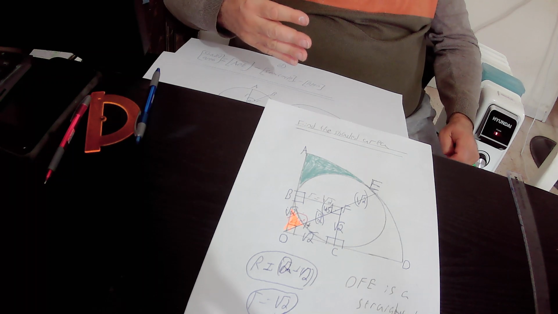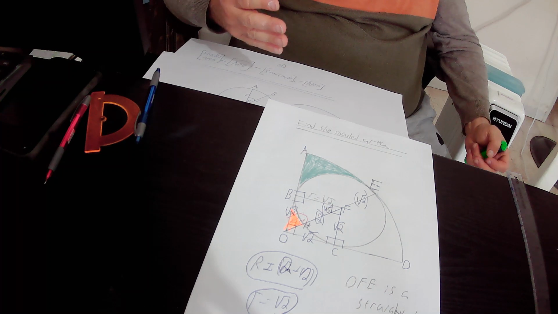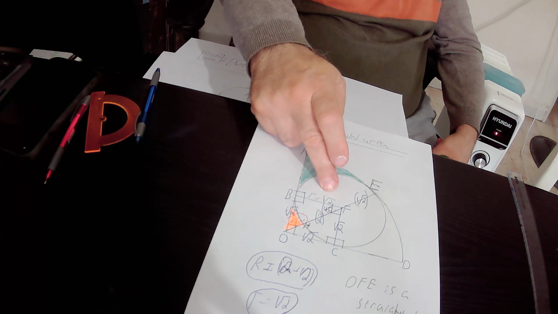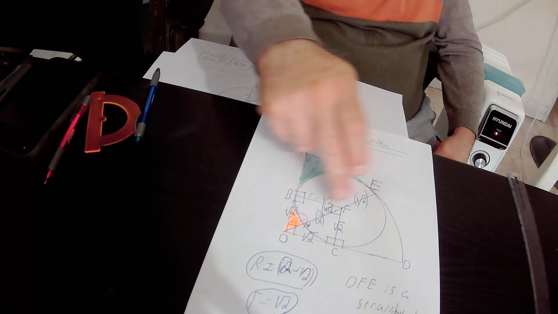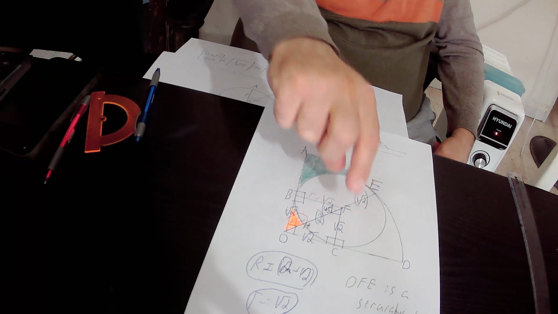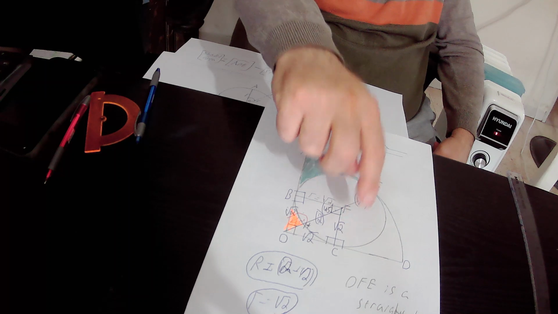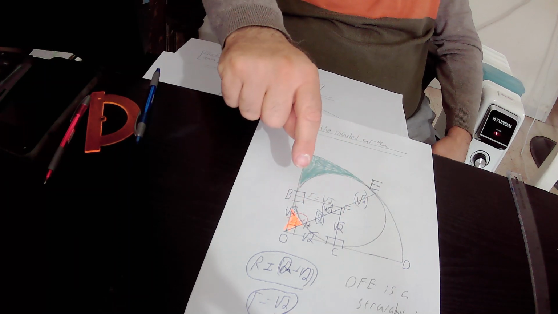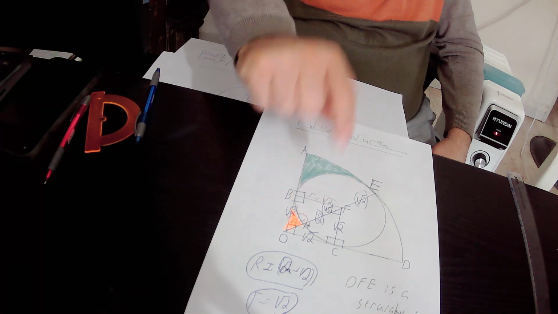So edge E is the diameter of the circle, and we know that any diameter of any circle bisects the circle into 2 halves. Each half is a semicircle. So this is a semicircle and this is a semicircle. Why? Because the chord edge E, that is the diameter of the circle, bisects this circle into 2 halves. Each half is a semicircle. Therefore, we can arrive at the conclusion that this is indeed a semicircle.